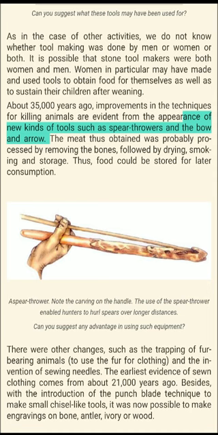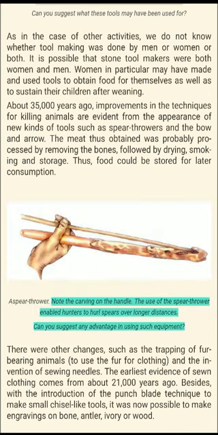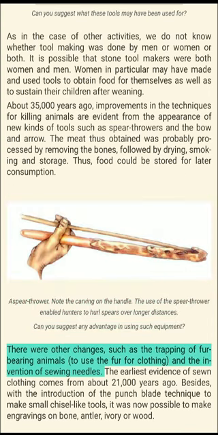About 35,000 years ago, improvements in the techniques for killing animals are evident from the appearance of new kinds of tools such as spear throwers and the bow and arrow. The meat thus obtained was probably processed by removing the bones, followed by drying, smoking, and storage. Thus, food could be stored for later consumption. A spear thrower. Note the carving on the handle. The use of the spear thrower enabled hunters to hurl spears over longer distances. Can you suggest any advantage in using such equipment?